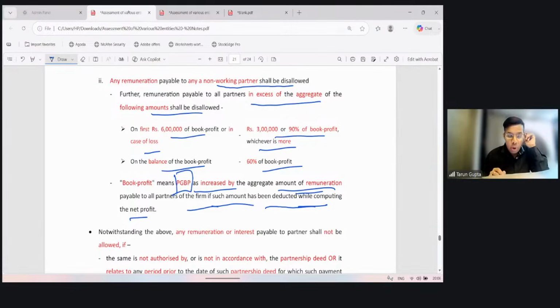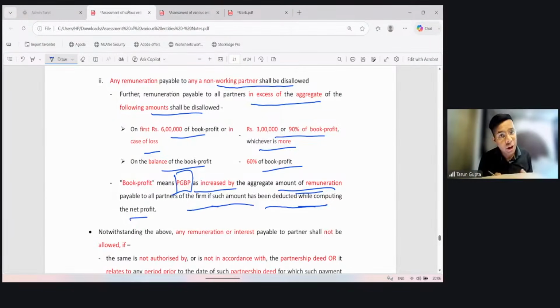So for computing book profit, you do the computation under the head PGBP. So you will reduce the brought forward unabsorbed depreciation, because such depreciation is reduced under section 32(2), which is under the head PGBP. But you will not make an adjustment of brought forward business losses, because such adjustment is made under Chapter 6, not under the head PGBP. Okay, understood? So I'll make a computation under the head PGBP and I will only do one thing.